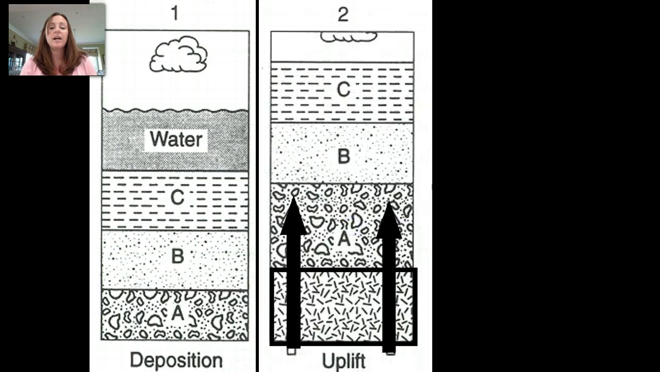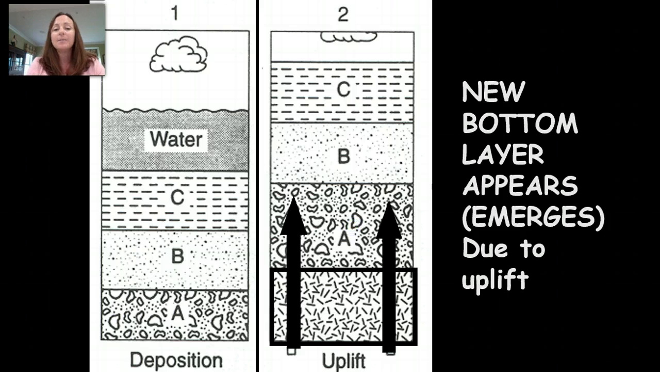Let's look at these two diagrams. In diagram 1, we see the deposition occurring of sedimentary rock A, B, and C. I know it's deposition because it tells me that on the bottom, but I also know it's deposition because it's submerged underwater. The one next to it in number 2, the layers A, B, and C have undergone uplift and have come out from under the water. And actually, a new rock layer at the bottom has appeared or emerged due to this uplifting.